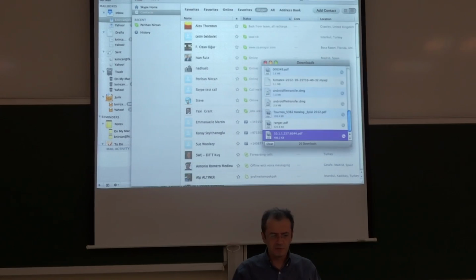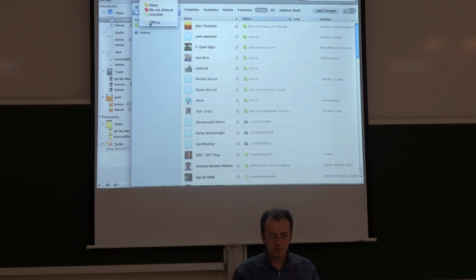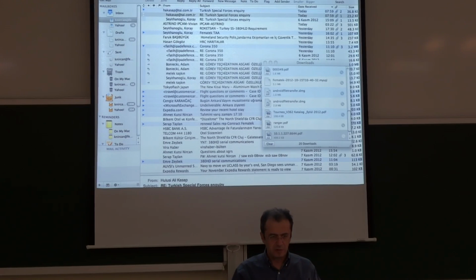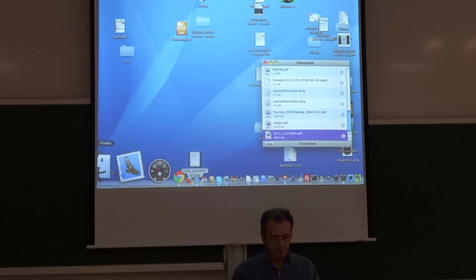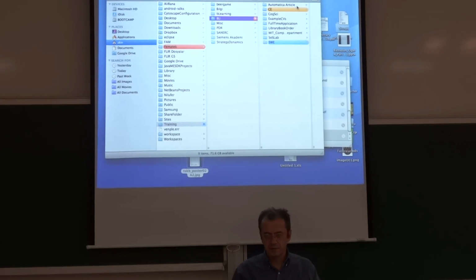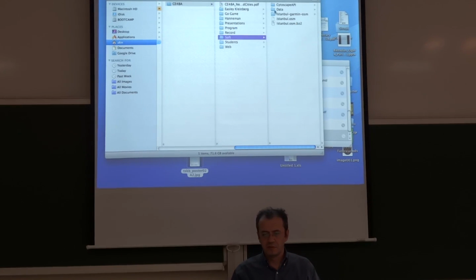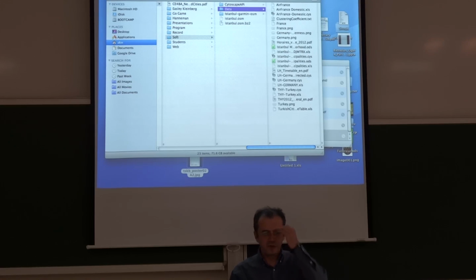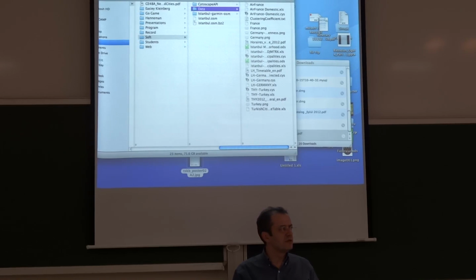So let's do this. Let's start with the Turkish domestic flights. What we asked for was to first look at the diameter and degree distribution, and then the clustering coefficient. So let's take a look at that.